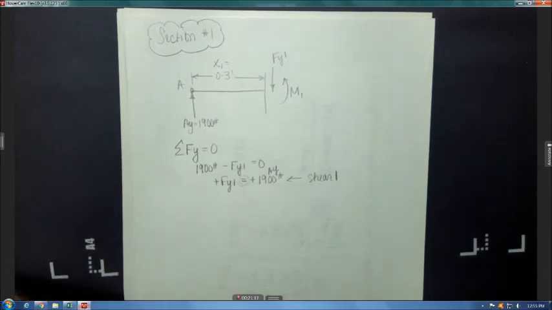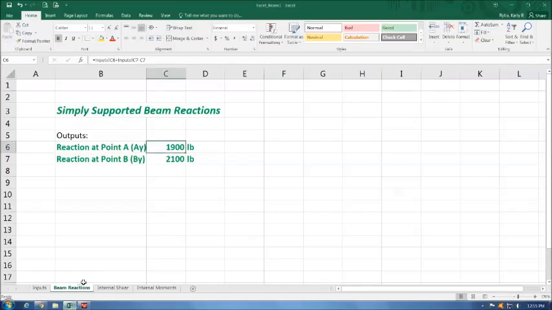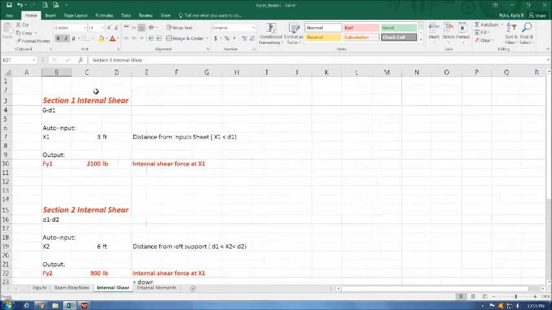So let's go to the spreadsheet and see the internal shear, how we have this one set up. For section number 1, notice that I have a range here. This is 0, which is the left-hand side of my beam, to D1. It's not minus D1, it's like 0 to D1. Maybe I should show that a little differently, but all this is showing is a range from 0 to whatever my D1 distance was.